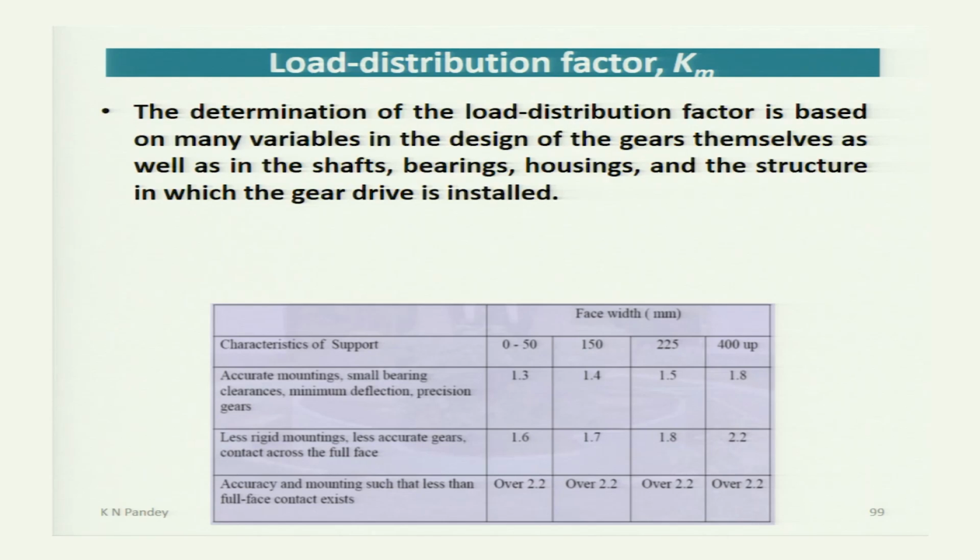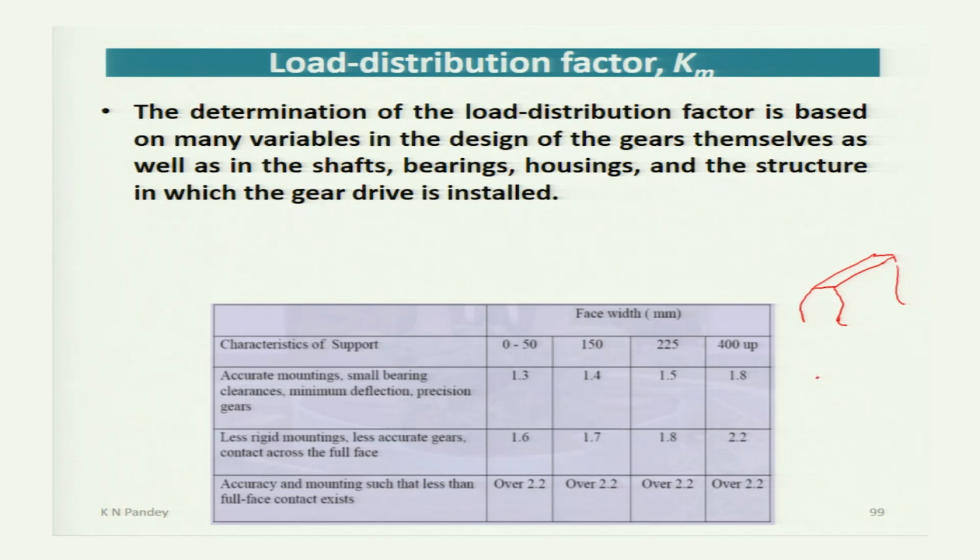In the Lewis form factor, it was assumed that load is uniformly distributed along the width. Along the width, load is uniformly distributed, but this does not happen due to various reasons. So, that we have to take into account. The determination of load distribution factor is based on many variables in the design of the gear themselves, as well as in the shafts, bearings, housings and the structure in which the gear drive is installed.